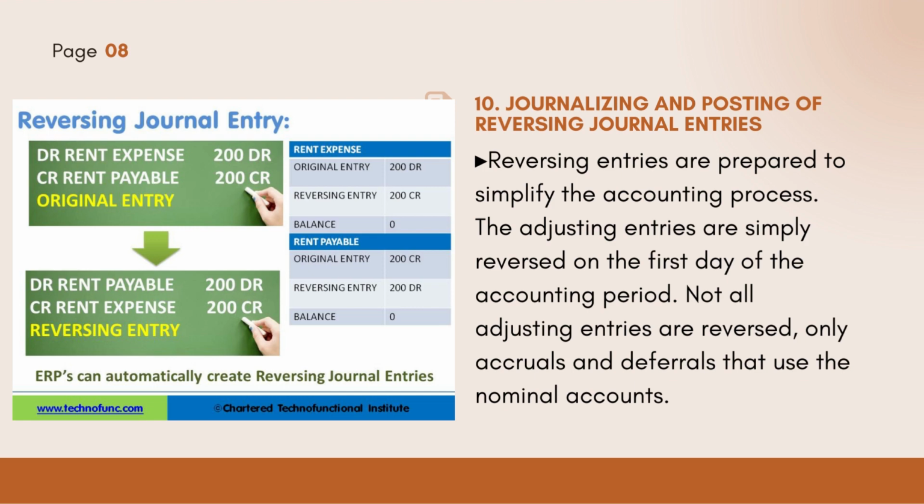Journalizing and posting reversing journal entries is a technique used in accounting to simplify the recording and tracking of certain transactions that occur regularly. Reversing entries are typically made at the beginning of an accounting period to nullify the effect of specific adjusting entries made in the previous period. The purpose of reversing entries is to facilitate easier and more accurate recording of subsequent transactions.